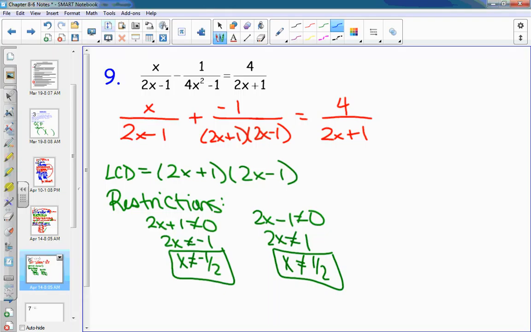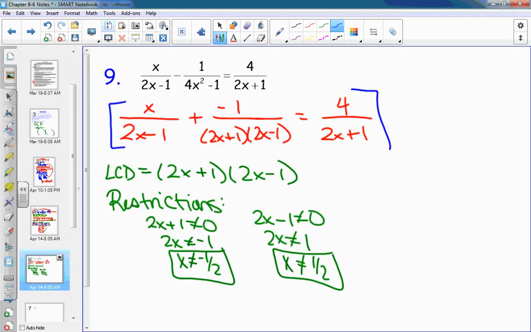Does everybody see my two restrictions? What does that mean? It can't be positive 1/2, it cannot be negative 1/2. And if it is, I have to toss out those answers and make them extraneous solutions, meaning they appear algebraically to work, but whenever you plug them back in, numerically, the left-hand side does not equal the right-hand side. Okay, so now what do?